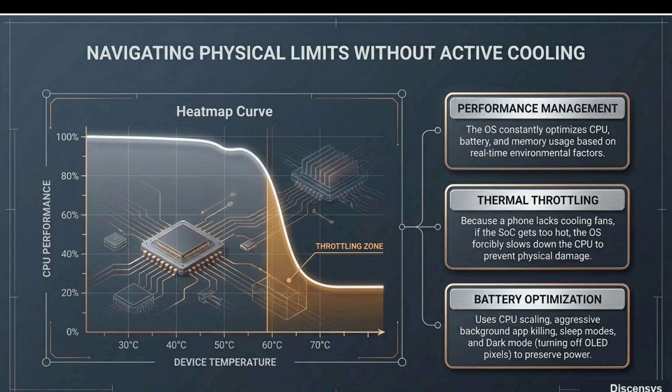Thermal throttling. Because a phone lacks cooling fans, if the SoC gets too hot, the OS forcibly slows down the CPU to prevent physical damage. Thermal throttling, in the sense that if the computational resources exceed the limit, the operating system has a health monitor for the hardware, and if it exceeds the heat limit, then the operating system is going to slow down the CPU to prevent system damage. Back to optimization. It uses CPU scaling, aggressive background app killing, sleep modes, and dark mode to preserve power.